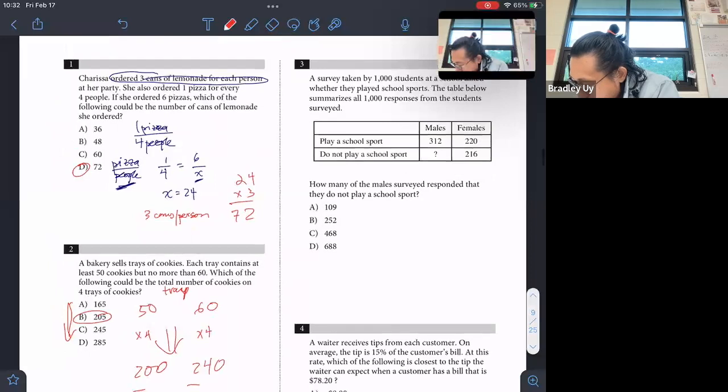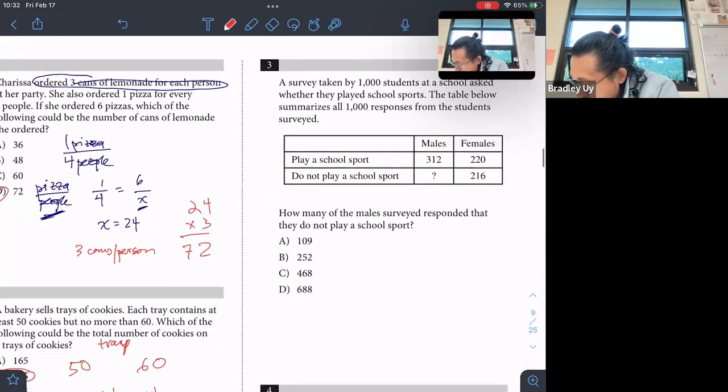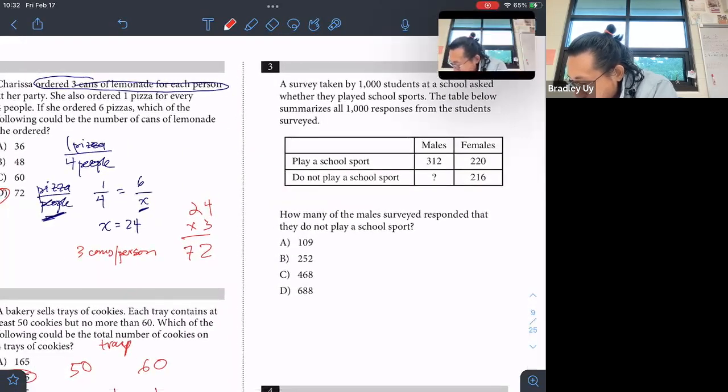So that's the right answer. Okay. All right. A survey taken by 1,000 students at the school asked whether they played school sports. This idea of a proportion is going to be really important for a lot of questions in this section. So please try to understand that concept. I'll have multiple opportunities presented. But anyway, a survey taken by 1,000 students asked whether they played school sports. The table below summarizes 1,000 responses from the students surveyed.